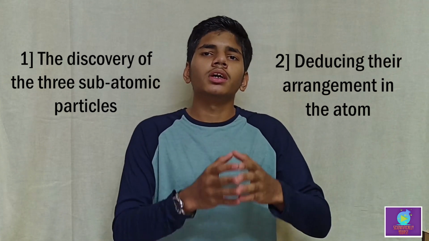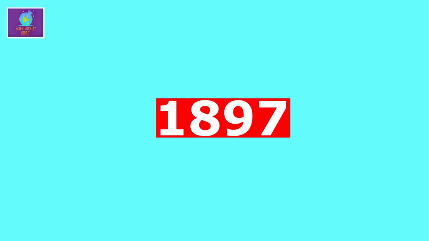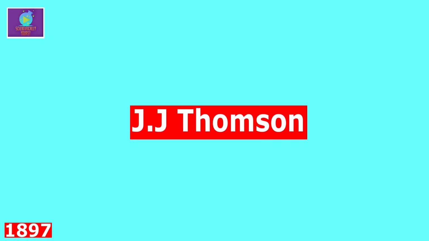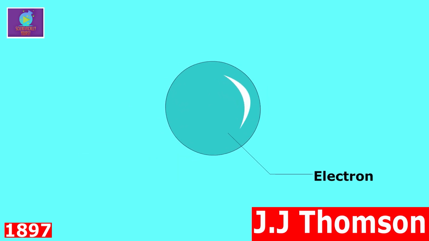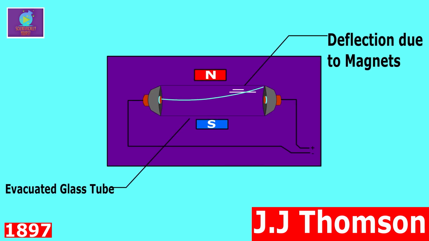Now you might think, who discovered all of this and when? The history of the discovery of the structure of an atom can broadly be divided into 2 parts. 1. The discovery of the 3 subatomic particles, and 2. Deducing their arrangement in the atom. So the first breakthrough in this field was in the year 1897 when scientist J.J. Thomson discovered the electron by performing the famous cathode ray tube experiment.